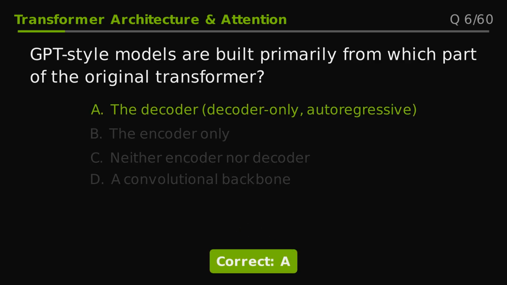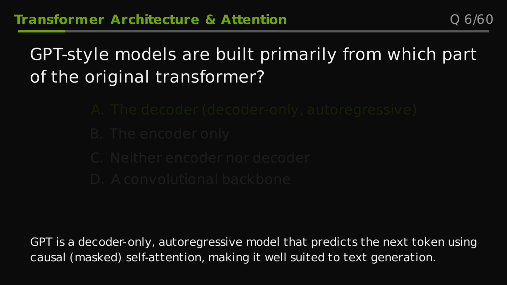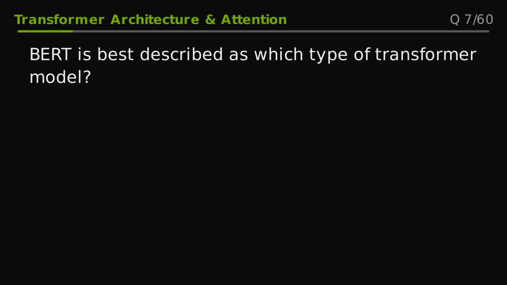The correct answer is A. GPT is a decoder-only, autoregressive model that predicts the next token using causal, masked self-attention, making it well-suited to text generation. Question 7. BERT is best described as which type of transformer model?